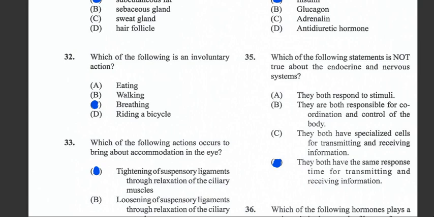So what we are talking about is involuntary versus voluntary. Voluntary is what we can control. Involuntary is what we cannot control. So we cannot control our breathing. Our breathing is normal. We don't decide when we want to breathe. We just breathe normally. We can stop our breath, but we cannot control the way we breathe. So the best answer here for number 32 would be C.